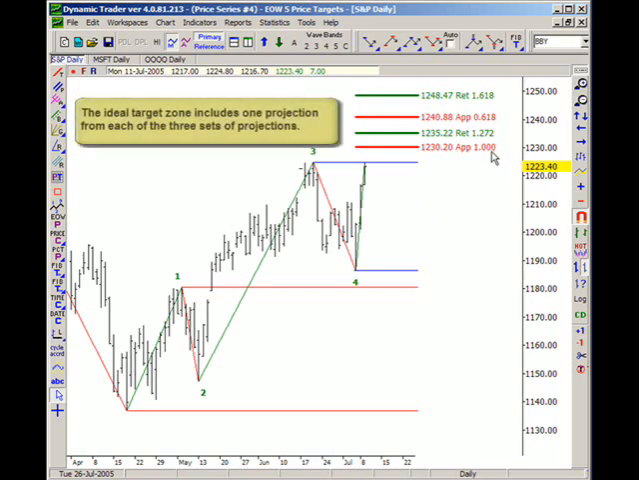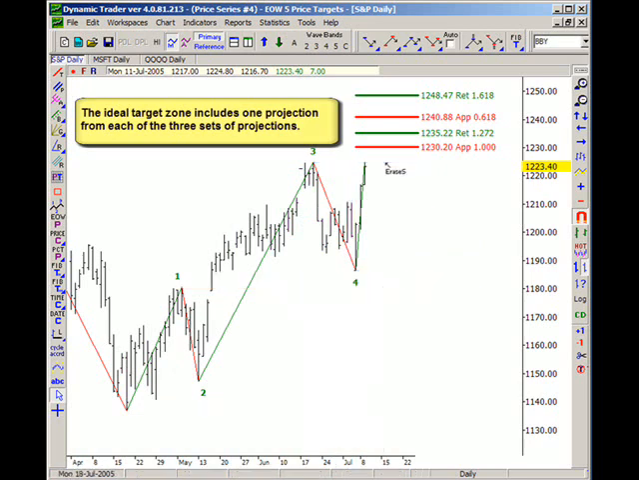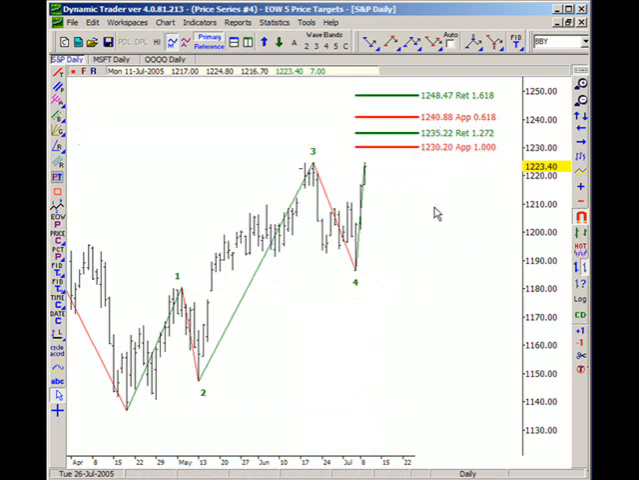Well, we have that zone right here. This is the 100% alternate price projection of 1. It's the 127% external retracement of 4. And it's the 62% alternate price projection of waves 1 through 3. So let me clean some of these lines off the chart. So the high probability target is not far above this market, between about 1230 and 1241, with a probable extreme around 1249.